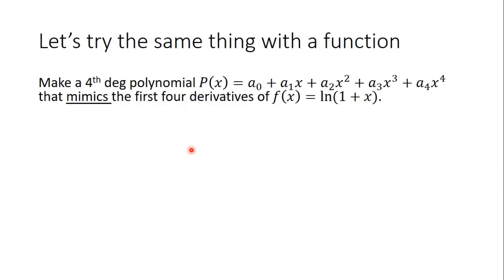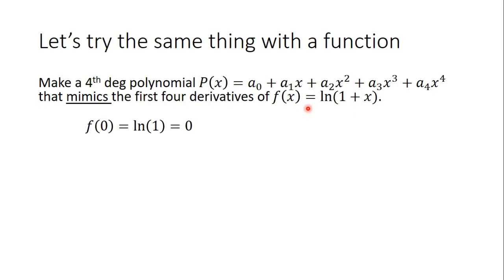That's what others do. So let's try the same thing with a function now. So I'm not going to give you the derivative values. We're going to have to find them. So once again, we're going to try to find a fourth degree polynomial, p of x, it's the same thing we looked at before, that mimics the first four derivatives of this function, natural log of 1 plus x. So what I'm going to do is I'm actually going to look at those derivatives first.